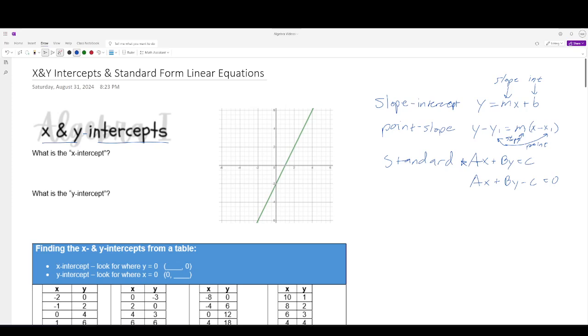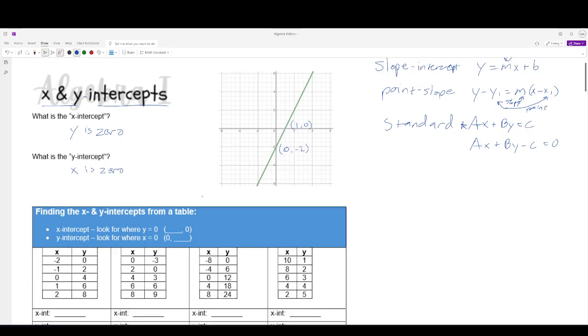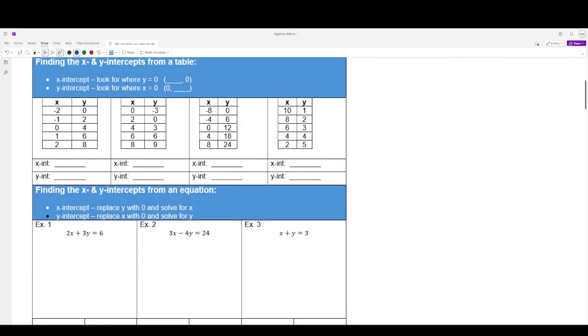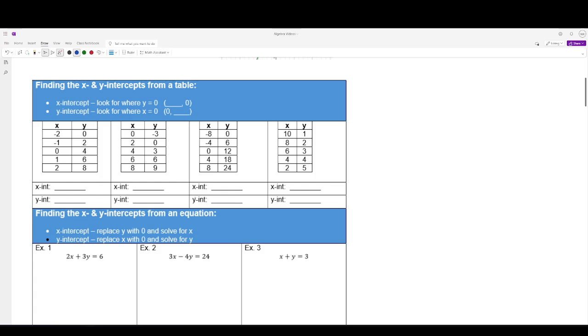We talk a lot about y-intercepts, but not so much about x-intercepts until now. So my y-intercept in this graph is 0, negative 2, and my x-intercept is 1, 0. So those two together are pretty important for standard form. And you recognize x and y intercepts because in the x-intercept, the y value is 0. And in the y-intercept, the x value is 0. And then whatever the number is, that's your intercept. So let's get started on talking about how to find intercepts in different forms.